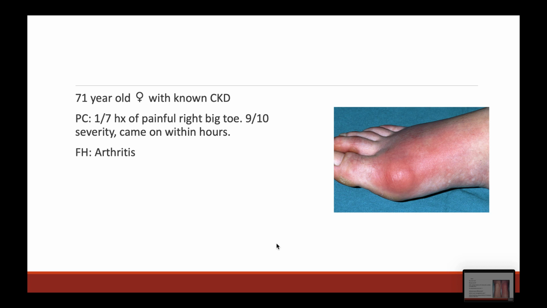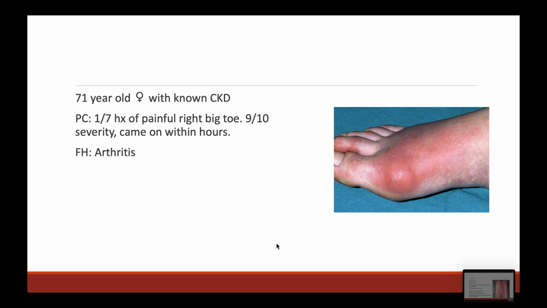So moving on, in this case, you've got a 71-year-old lady with known CKD. She has a 1-day history of a painful right big toe, which is 9 out of 10 severity, came on within hours, and she has a family history of arthritis. We don't know much other history at this stage, but considering the joint affected as well as CKD, what do you guys think will be the main diagnosis? Again, pause the video, have a think before you look at the answer.